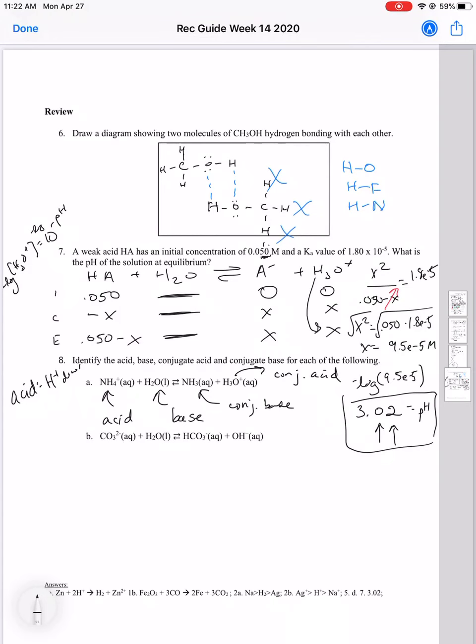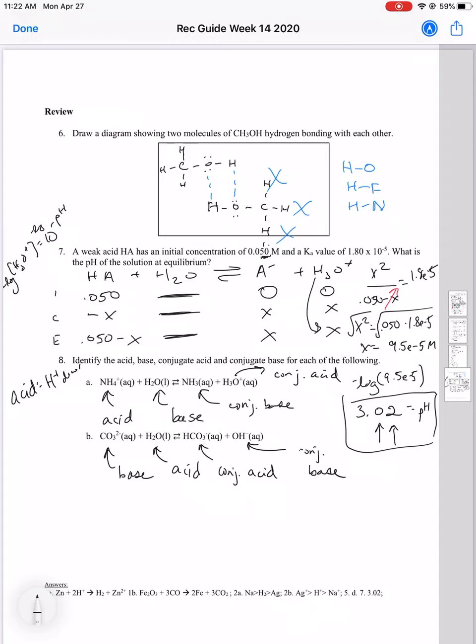Okay, and here we have CO3 2 minus plus H2O goes to HCO3 minus plus OH minus. So in this case, our CO3 2 minus is accepting the hydrogen, making it a base. And since H2O is donating the hydrogen, that makes it an acid. HCO3 minus is the conjugate acid, because it can donate that H plus. It's also opposite what the base is, and then OH minus is the conjugate base.